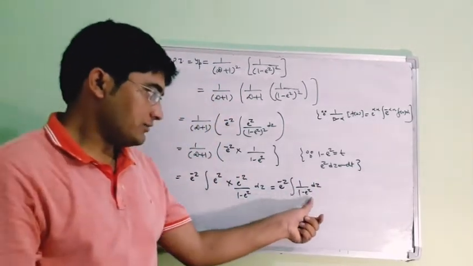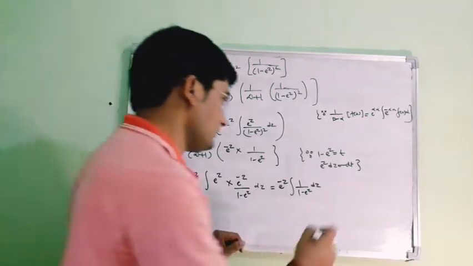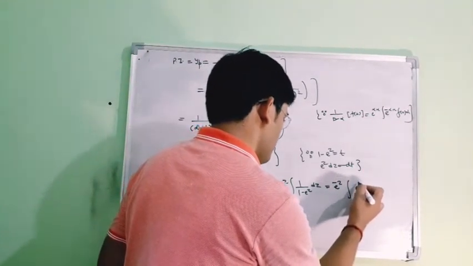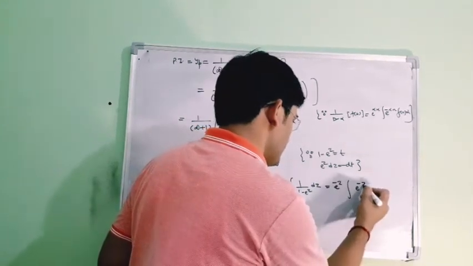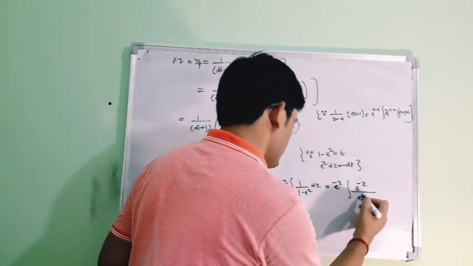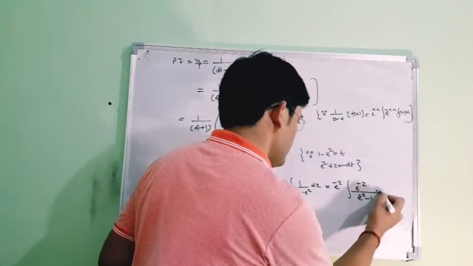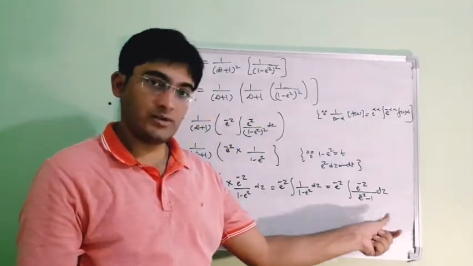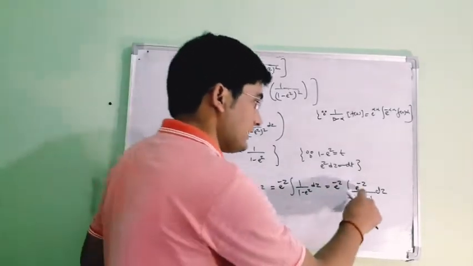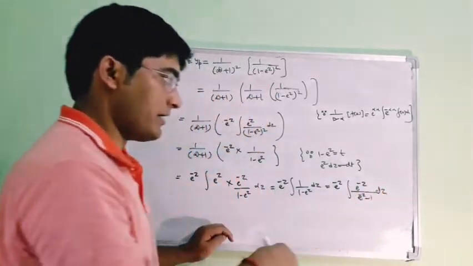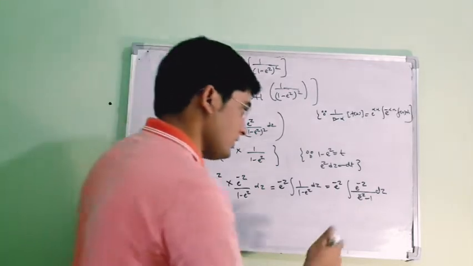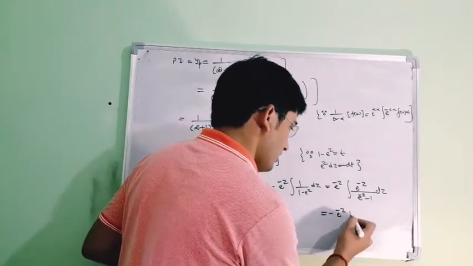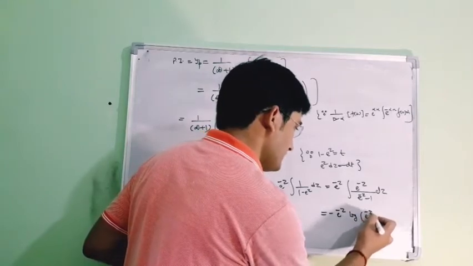Now let us take e to the power z common, then in the numerator we will get e to the power minus z, and here we will get (e to the power minus z minus 1) dz. Now if we take e to the power minus z minus 1 as t, then we will get e to the power minus z into dz as dt with negative sign. So this will be your e to the power minus z into log (e to the power minus z minus 1).